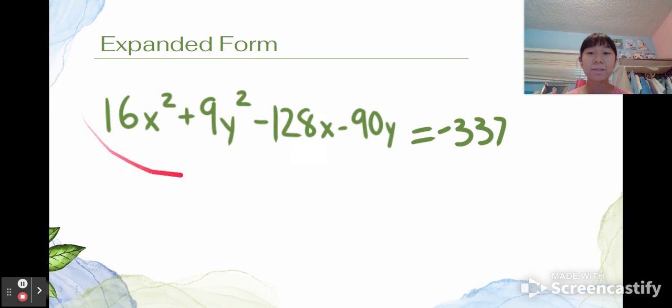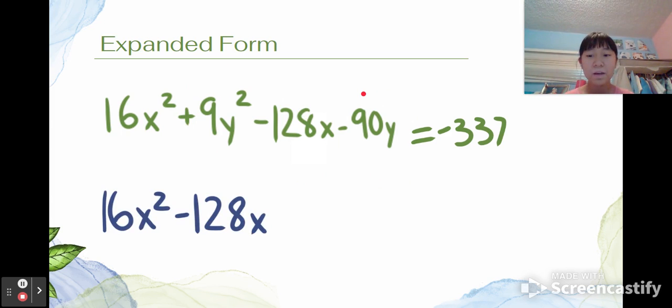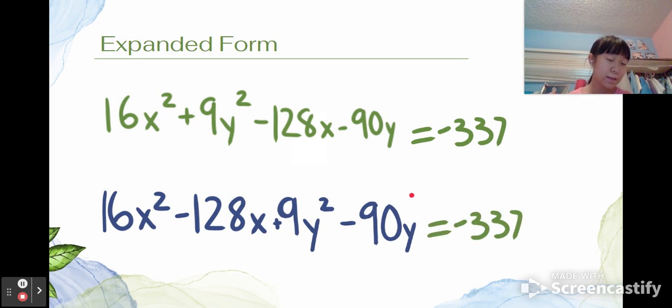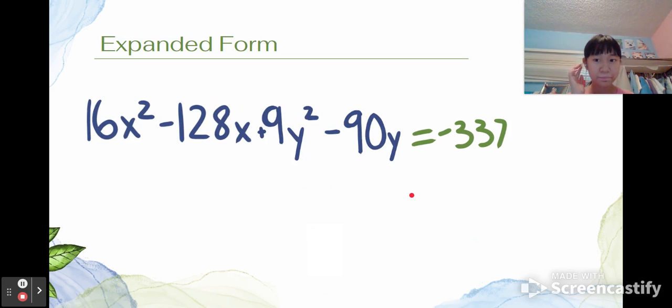So now we have 16x squared plus 9y squared minus 128x minus 90y equals negative 337. Our next step is grouping together the terms that have an x variable and the terms that have a y variable. So now we have 16x squared minus 128x plus 9y squared minus 90y equals negative 337.